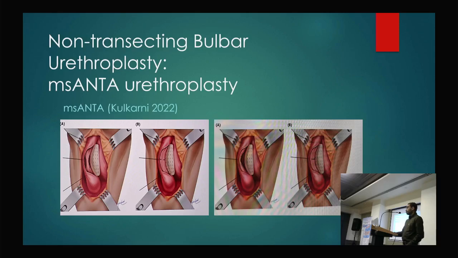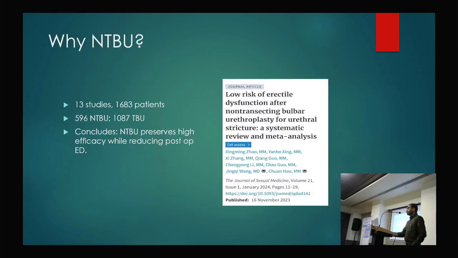Mucosal sparing non-transecting bulbar urethroplasty was described by Dr. Kulkarni in 2022, where he doesn't put a graft, he just approximates the mucosa either on both sides or one side, depending on the location of the stricture and the pliability of the mucosa. He has suggested it as one of the options. What is the advantage of this non-transecting bulbar urethroplasty? There is now clear evidence that it preserves the efficacy of end-to-end urethroplasty, but reduces the post-op incidence of erectile dysfunction. Now there is clear-cut evidence that it certainly reduces the incidence of ED.